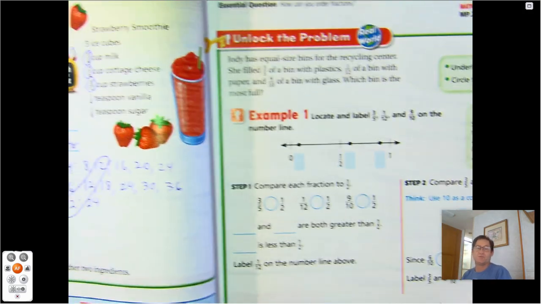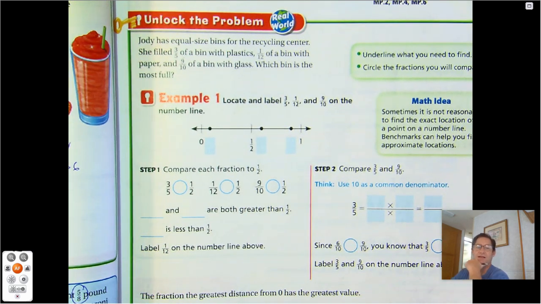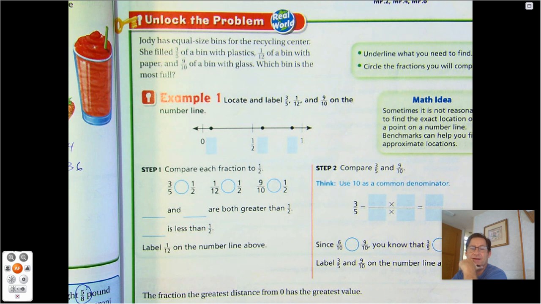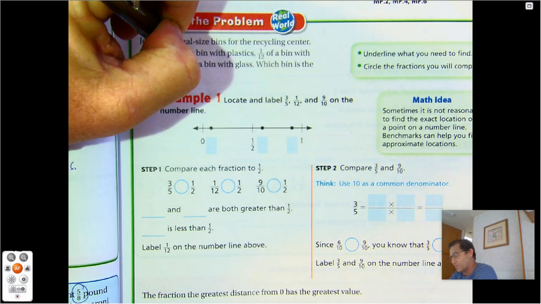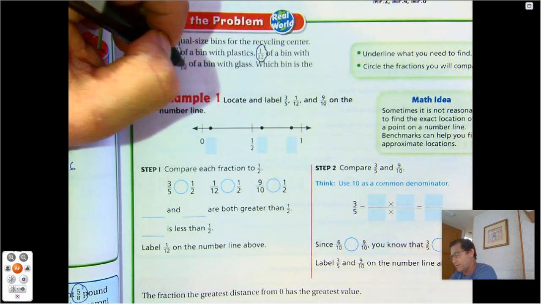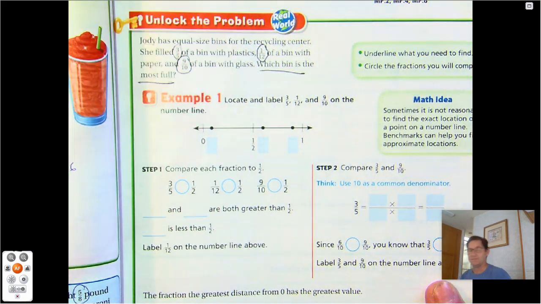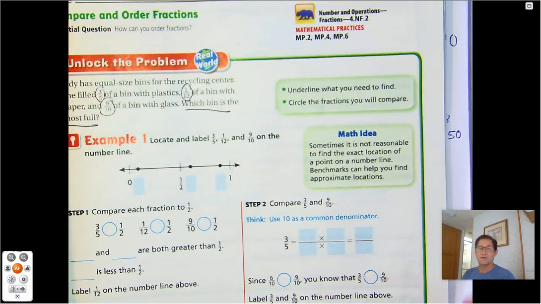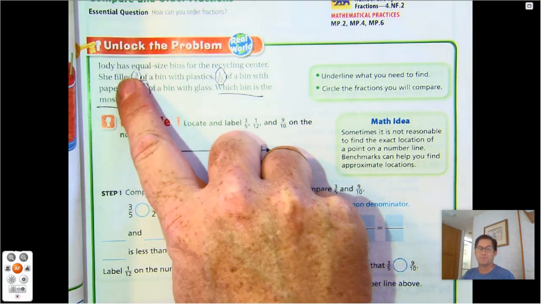Jody has equal size bins for the recycling center. She filled 3/5 of a bin with plastics, 1/12 of a bin with paper, and 9/10 of a bin with glass. Which bin is the most full? So 3/5, 1/12, and 9/10. And which bin is most full? So underline what we need to find, which I did, and then circle the fractions we're going to compare.